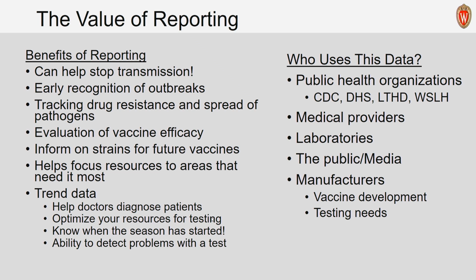This can help doctors diagnose their patients by looking at a patient comes in with a respiratory syndrome, what's circulating? It can give you some idea of what it's likely to be if you have an idea of what's currently circulating in our area. This can also help you optimize your resources for testing. So if you know it's flu season, that it started early, you can help adjust your staffing in the laboratory to make sure that you have that testing covered. Know when the season has started. That's a really helpful one.